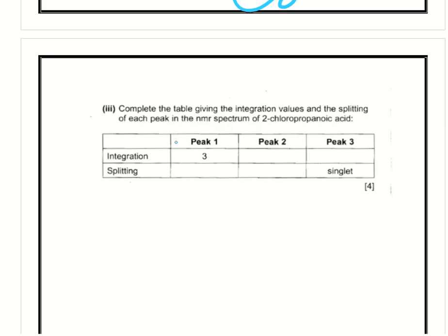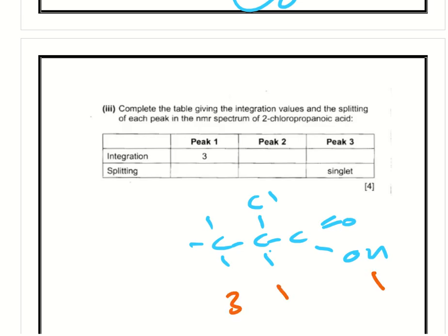So let's have a look at here. We've got 2-chloropropanoic acid. So let's, again, I always recommend that you draw these out, guys, to make it easier for you to see what's actually going on. So we've got to do integration. So we're going to have 3 environments. We're going to have a 3, a 1, and a 1.